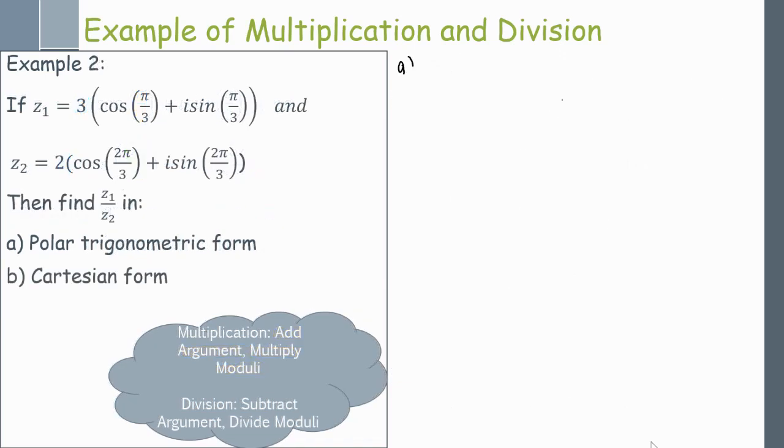An example of division. So this time we have z1 and z2, and we're going to divide them and express them in two different forms. The first is in polar trig form, and the second is in Cartesian form. So step 1, for division, we subtract the arguments of the complex numbers we're dividing by.